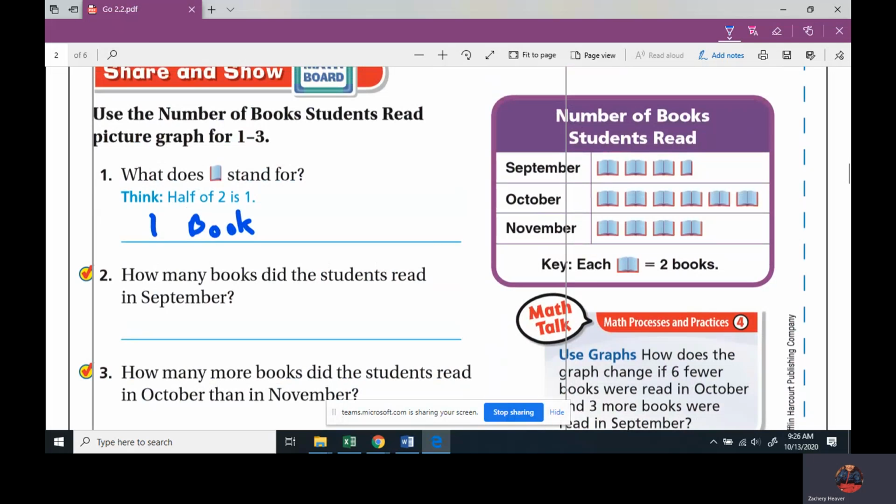Caleb, how many books did the students read in September? Let's go ahead and decode our graph before we do anything. So first off, Caleb, how many students did read in September? 7, yes. How many students did for October?